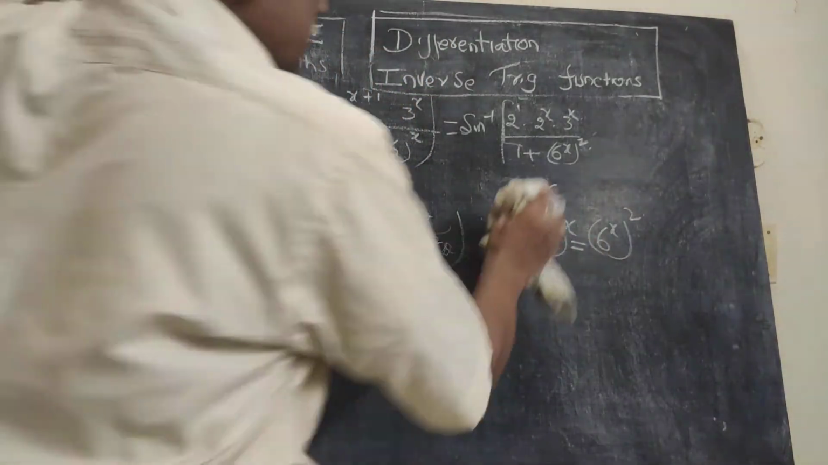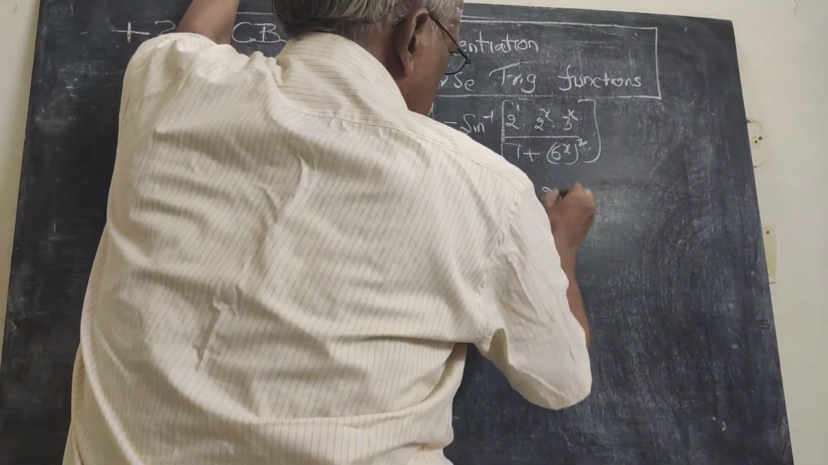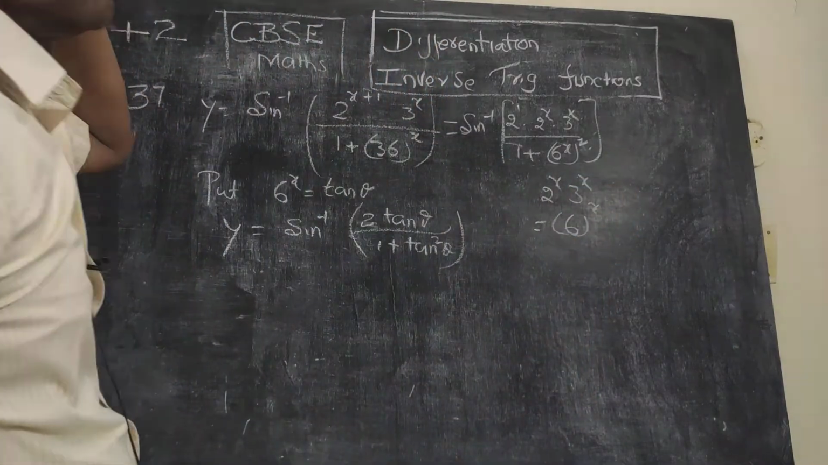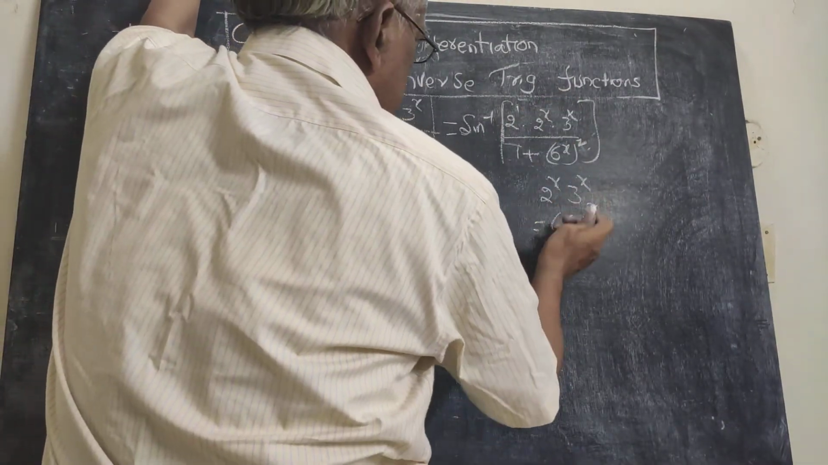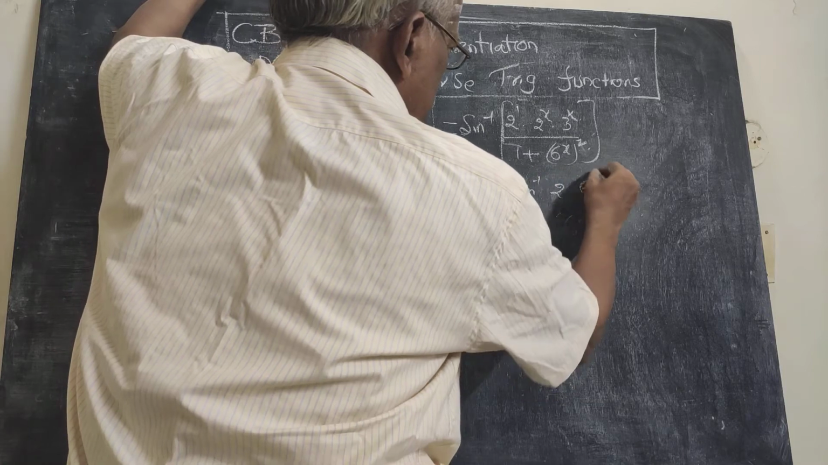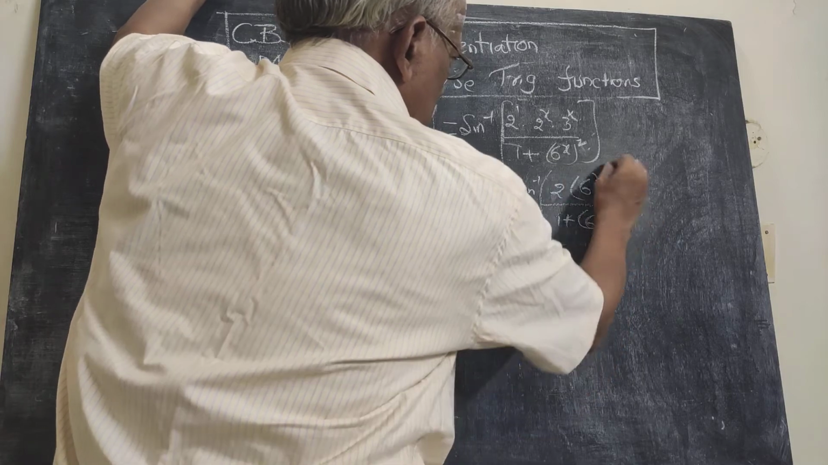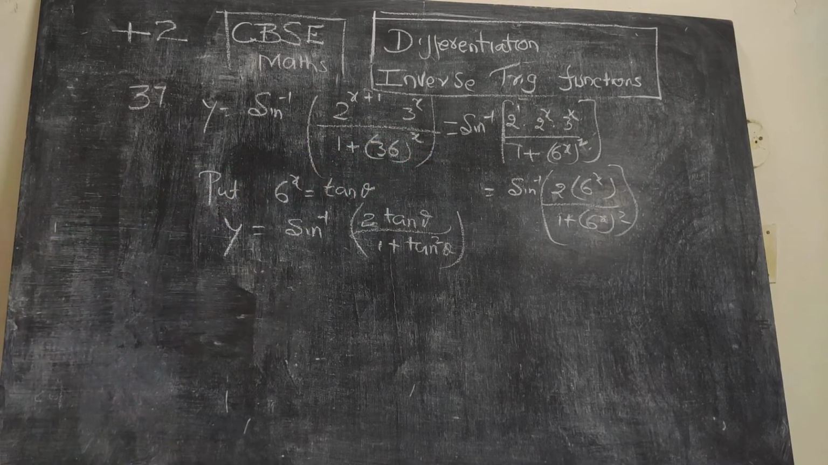Now if you consider this, 2 power x and 3 power x becomes 6 power x, since the power is the same. So the problem now reduces to sin inverse of 2 times 6 power x divided by 1 plus 6 power x whole squared. Now we are familiar with 2 tan theta by 1 plus tan square theta being sin 2 theta, and sin inverse of sin will get cancelled. So I am taking 6 power x as tan theta.